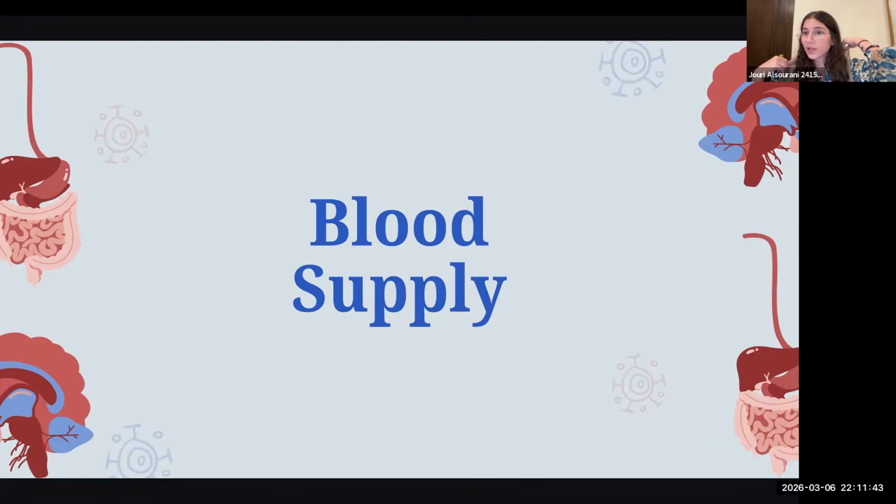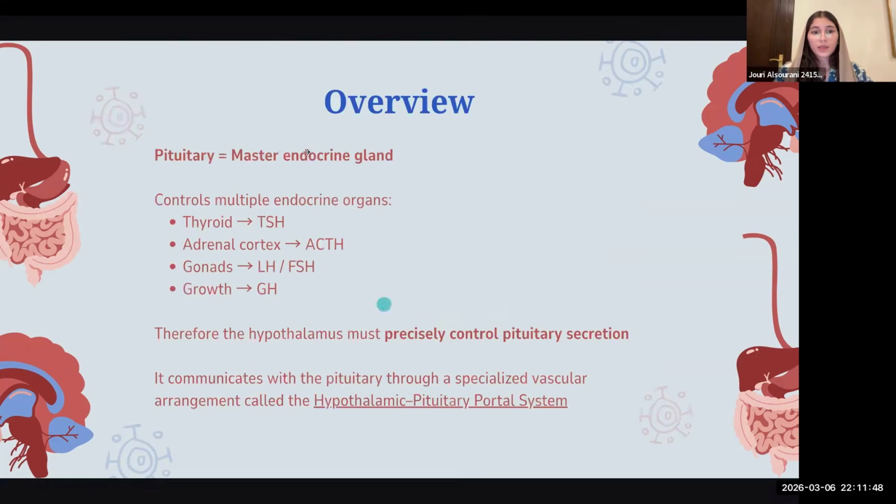Okay. The blood supply here is a little bit tricky, but I'm going to try and simplify that for you now. Let's just have a quick overview. We said the pituitary is a master endocrine gland. Why? Because it synthesizes and releases many different hormones which go and act on multiple endocrine glands. For example, we have TSH will go act on the thyroid gland. We have ACTH will act on the adrenal cortex. LH, FSH on the gonads, and so on. So the hypothalamus has to very precisely control the pituitary secretion because any misstep can cause so many different problems.